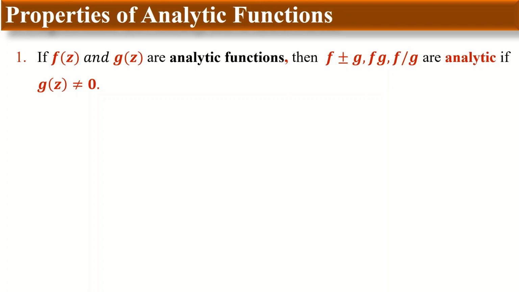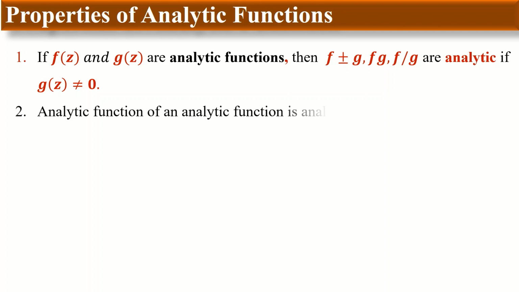If you find any singular point, then the function will not be analytic. Like g(z): if g(z) is 0, we will have a singularity, and at that point the function is not going to be analytic. An analytic function of an analytic function is also analytic. Like the polynomial function, it consists of a number of analytic functions.